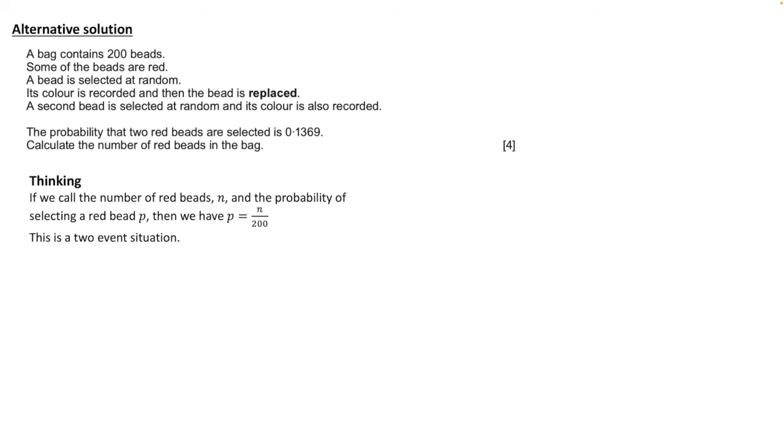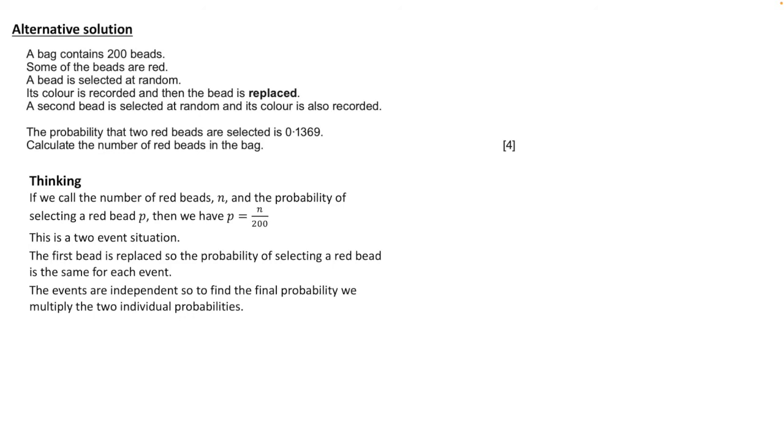And this situation is still a 2 event situation, of course, but because the first bead is replaced, the probability of selecting a red bead is the same for each event. The events are independent, so to find the final probability we multiply the 2 individual ones, and that means we have P times P is 0.1369 as we saw before, but this time because we've noted that P is n over 200, we can go straight for saying that n over 200 times n over 200, which is the same as P times P, must equal 0.1369.